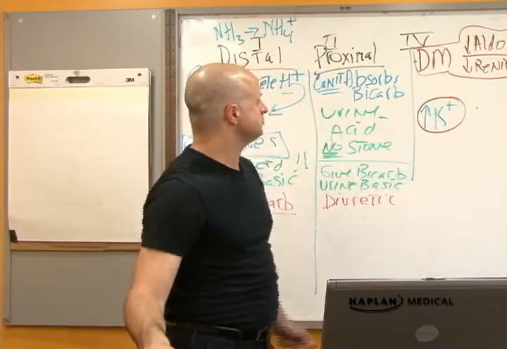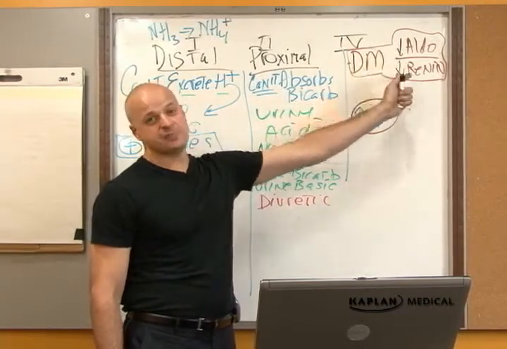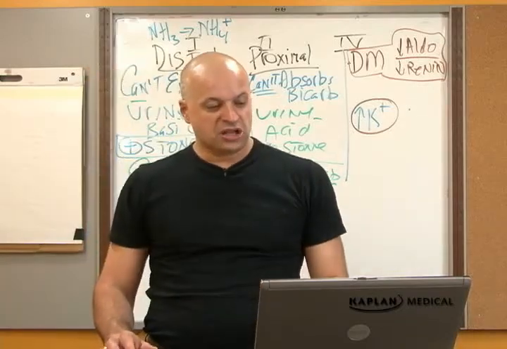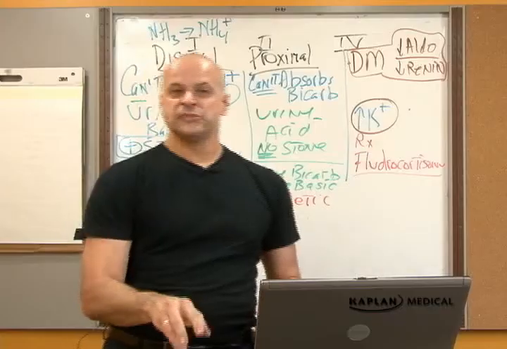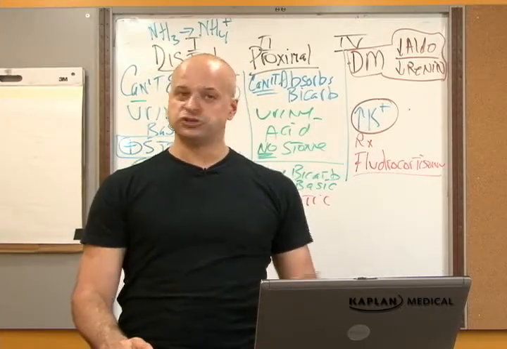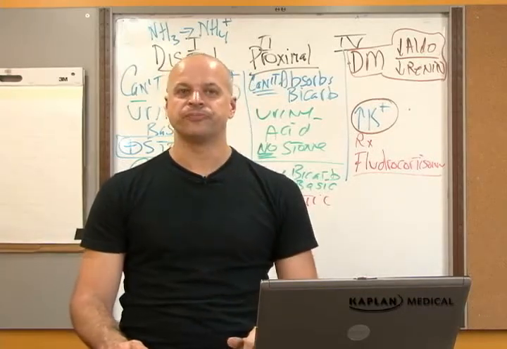Diabetic, hyporenin, hypoaldo. Hey, I don't have enough aldosterone. So what do you do? Give some aldosterone. How do I give you aldosterone? Fludrocortisone. Fludrocortisone is a way of giving you aldosterone. It is the closest thing to giving you aldosterone.